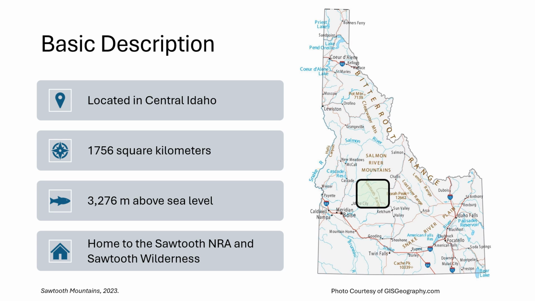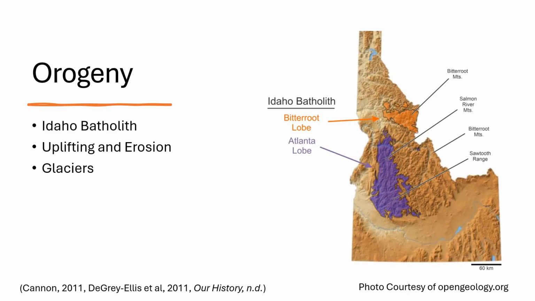The Sawtooths are home to two special designation areas, which are the Sawtooth National Recreation Area and the Sawtooth Wilderness, which combine to encompass the majority of the mountain range.